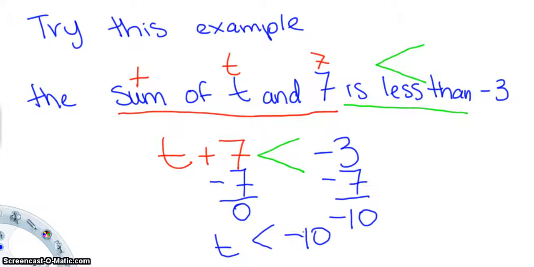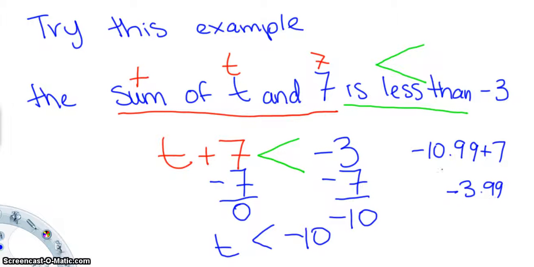So if I have -10.99999 and I put that in and add 7, let's try this. So we have -10.99, and when we add 7 to that, we have negative 3.99.